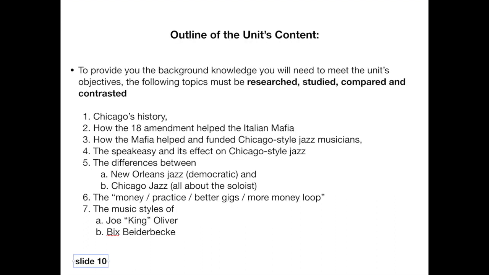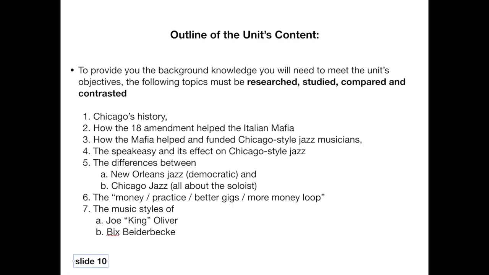Slide number 10. Outline of the unit's content. To provide you the background knowledge you will need to meet this unit's objectives, the following topics must be researched, studied, compared, and contrasted. Number 1, Chicago's general history. Number 2, how the 18th Amendment helped the Italian Mafia.